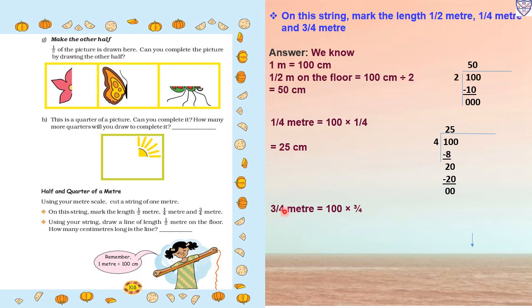Now we have to mark 3/4 meter of 100 centimeter. 1 meter string, that is 100 centimeter. So 100 multiplied by 3 upon 4. So first we will multiply 100 by 3, that is 300 upon 4. Now 300 divided by 4.